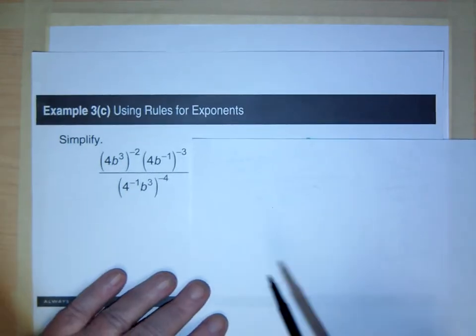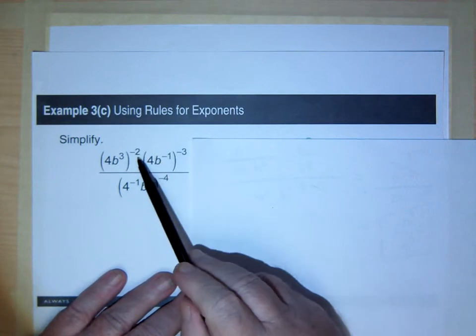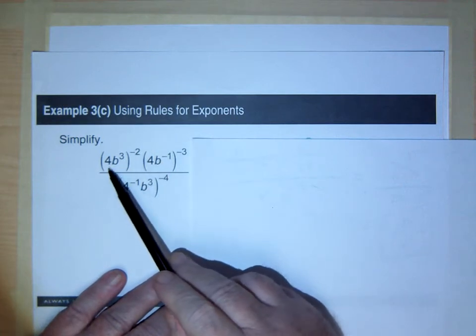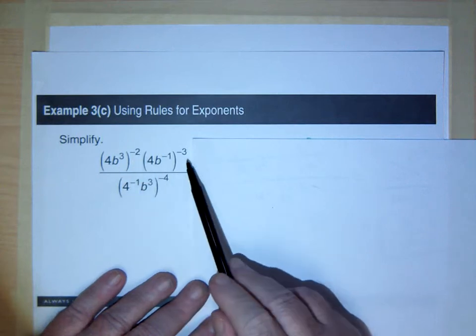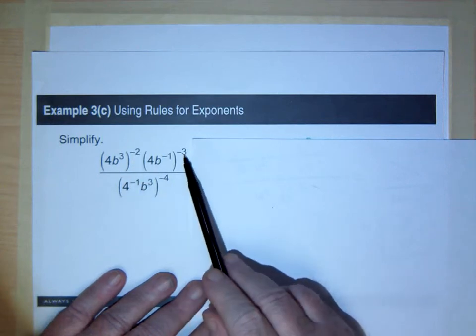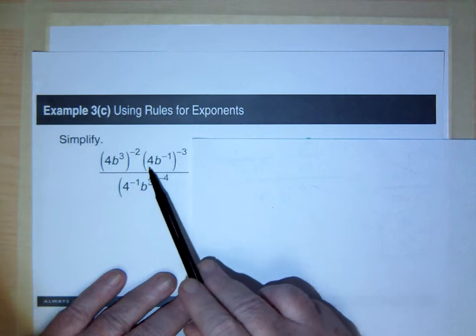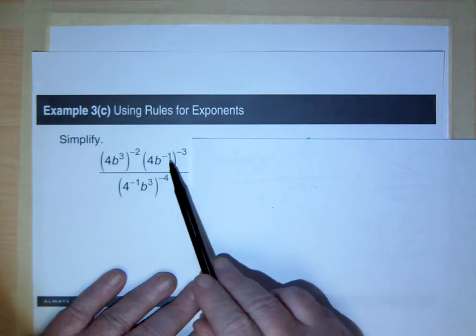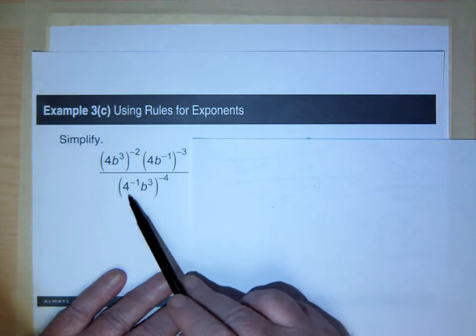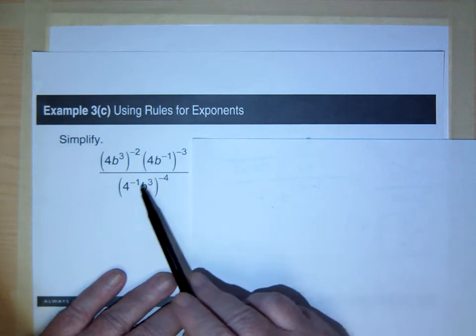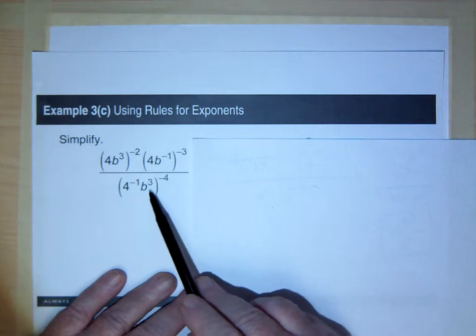In this one, we apply the exponent of minus 2 to each of these factors. That's going to be 1 over 16, and that's going to be b to the minus 6. I apply this minus 3 to each of those factors. That's going to be 1 over 4 cubed, and this is going to be b cubed when I multiply those exponents. Down here I'm going to have 4 to the minus 1 minus 4 is 4 to the 4, and this is going to be b to the minus 12.